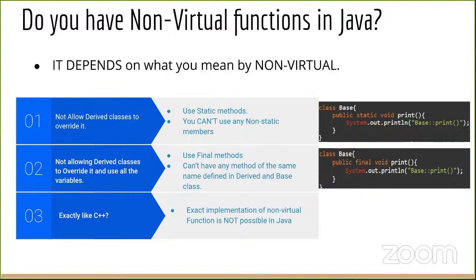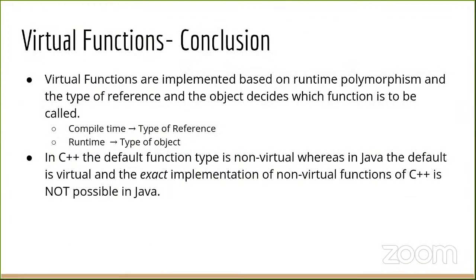this method, that is a final method, is not exactly the same implementation of non-virtual functions in C++. In case of Java, because in C++ you can have non-virtual functions, and you can also define another function of the same name in the derived class. But in Java you can't do that. If you do that, it will just give out an error. So that is how you use non-virtual functions in Java, and the exact implementation is not possible.